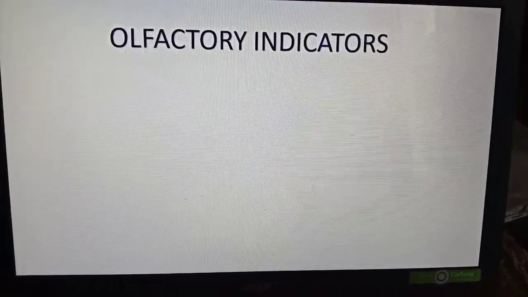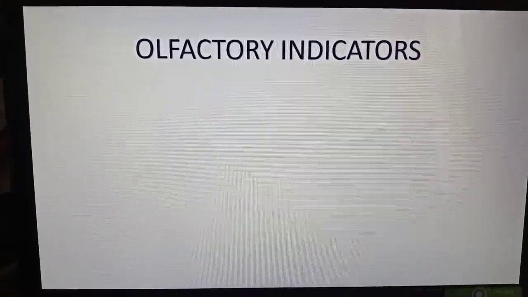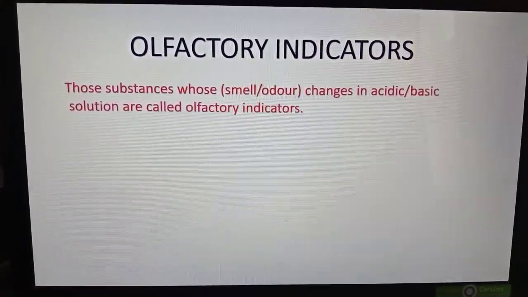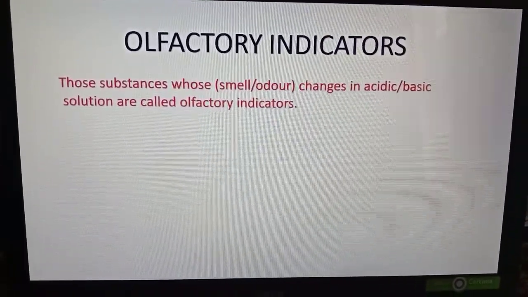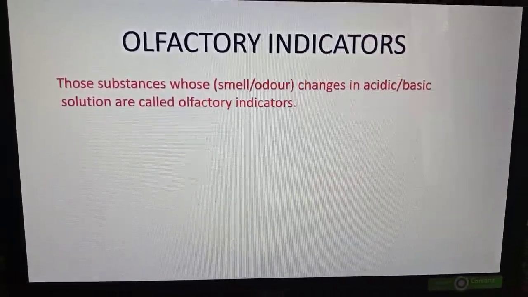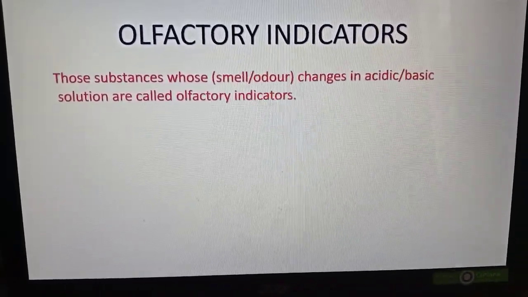Next type of indicator is olfactory indicator. Olfactory indicator, as its name, it works on smell. Those substances whose smell or odor changes in acidic or basic solution are called olfactory indicators.